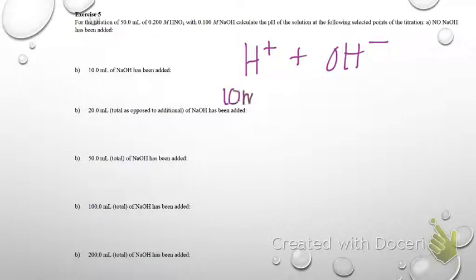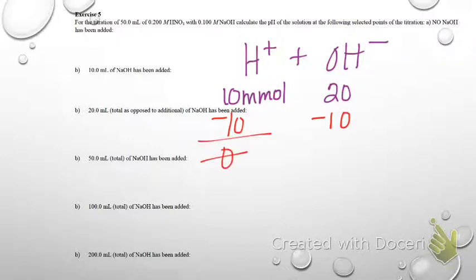This is still 10 millimoles, right? Because we're not doing additive volumes. We're doing total volumes. What would the pH be? So now I have 200 milliliters times 0.1. So how many millimoles of hydroxide do I have? 20. So now we're going to run out of hydrogen. So I'm going to do minus 10 and minus 10. So that gives me 0 for hydrogen and 10 millimoles for hydroxide.